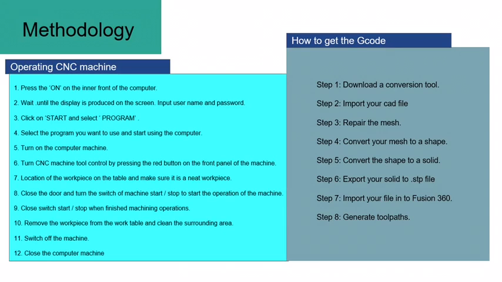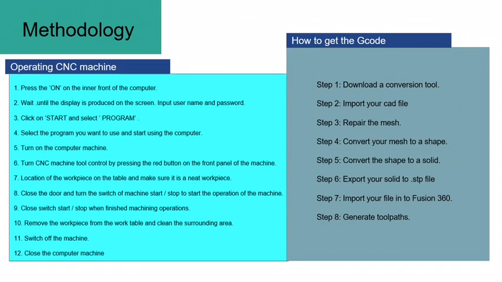I will continue the presentation by explaining on methodology. Before operating the CNC machine, we have to acquire the G-code. There are a few steps to follow to get the G-code. First, download a conversion tool or have the CAD file saved in .stl format.